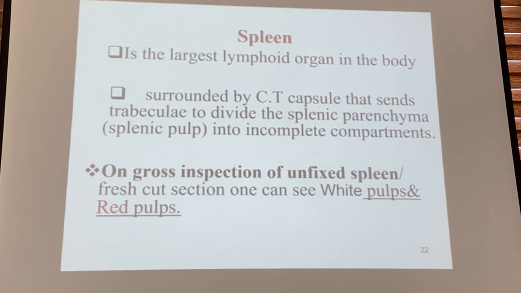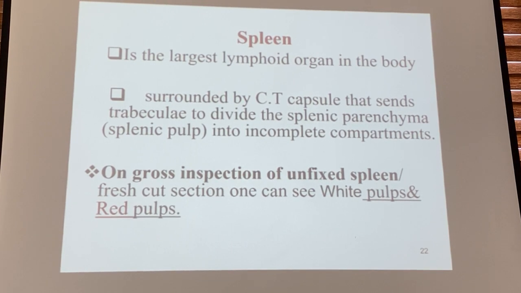The trabeculae that are extending from the capsule divide the splenic parenchyma, the bulk of the spleen tissue, into splenic pulp regions. But they are incomplete divisions, so they are not forming lobules like in the case of the thymus.